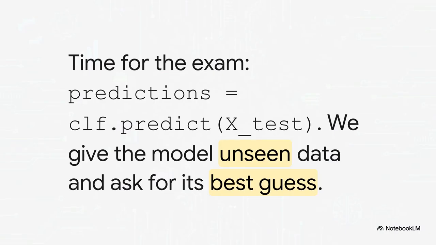And this is the code for the test. We use the .predict method. Now notice the huge difference here. We're only giving it X_test, the questions from the exam. We are not showing it y_test, the answers. That would be cheating. We're just showing it the measurements for those 45 new flowers and asking it, all right, smarty pants, based on everything you learned, what do you predict these are?